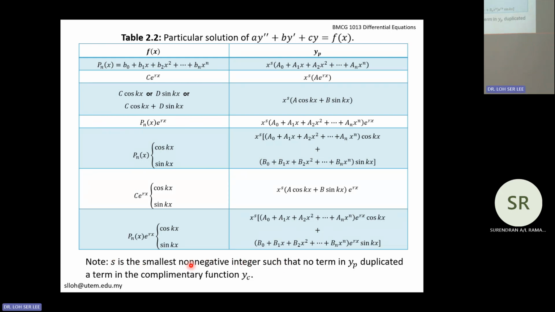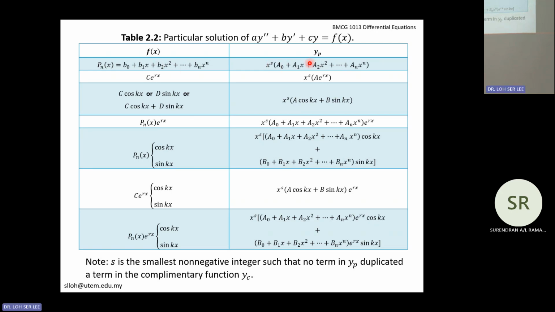So how to choose s? We choose s in such a way that yp does not duplicate with yc. I will show you this through examples later. What you need to know now is, according to f(x), you need to come up with your yp. But before you get yp, we start from y trial, because we need to determine the value of s. Once you have confirmed the value of s, then you get your yp.